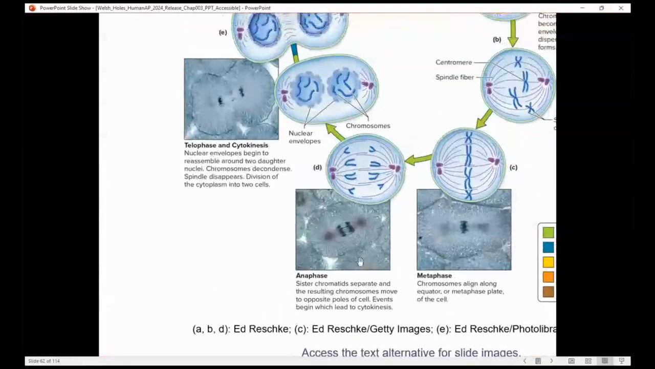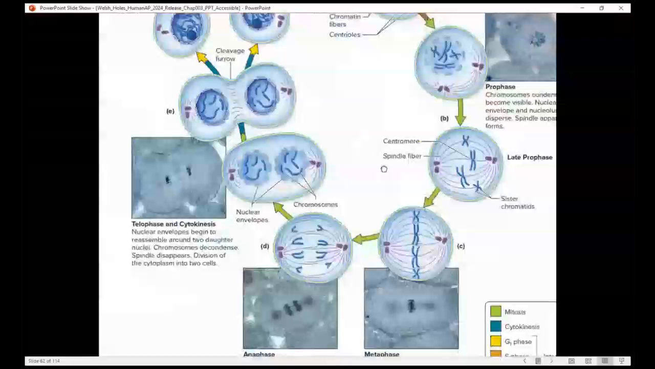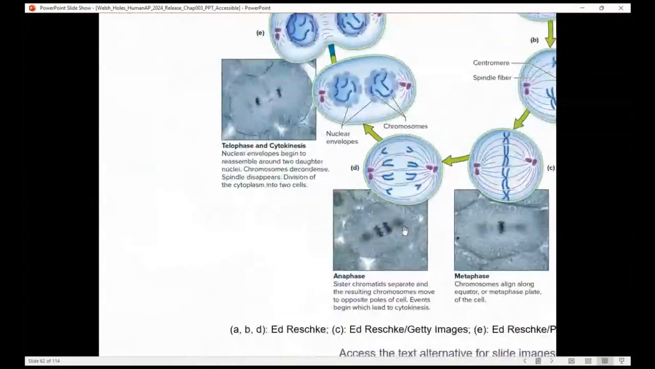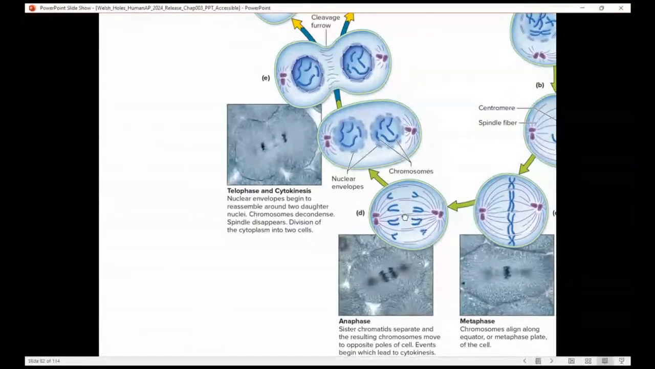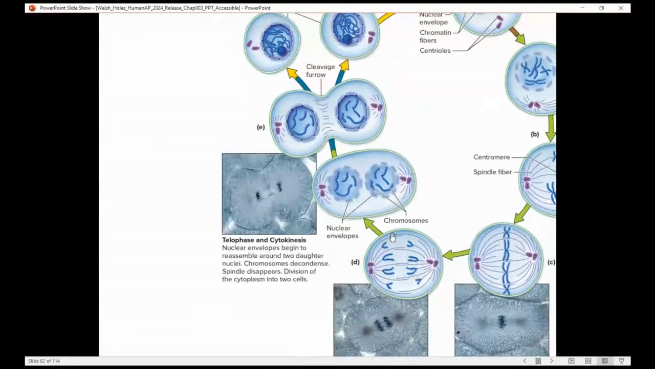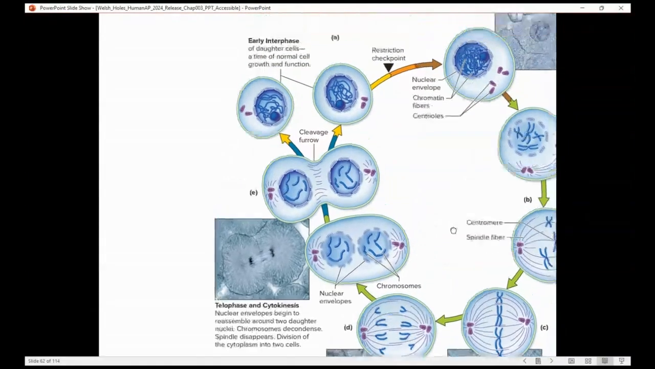Okay, anaphase. I think of anaphase with the A as apart. And as you can see, the chromosomes are pulled apart. Now, each half of the chromosome, when they're together, is called a chromatid. So it's basically pulling chromatids apart. And let me say, each chromatid is exactly like the other chromatid. So essentially, each chromatid can be considered a chromosome when it's by itself.